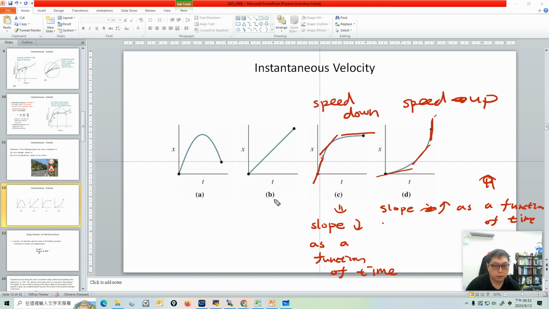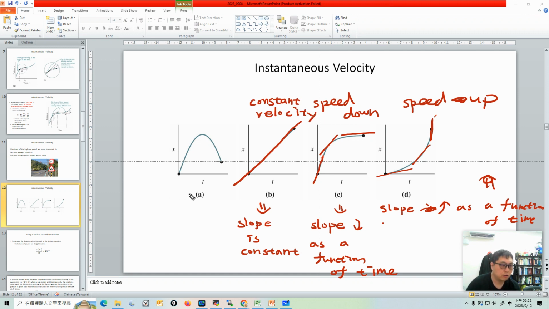And let's look at B. You see the slope. It's a straight line, so the slope is constant. The slope is constant on the xt diagram, that means the velocity is constant. So it's constant velocity.